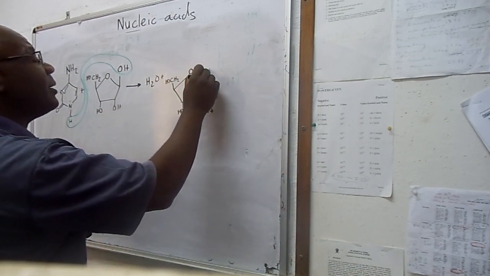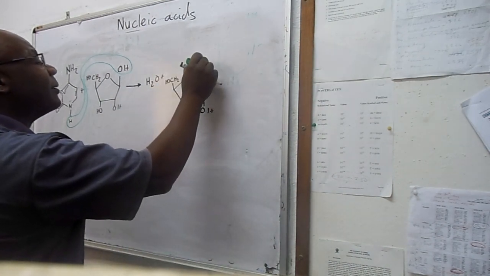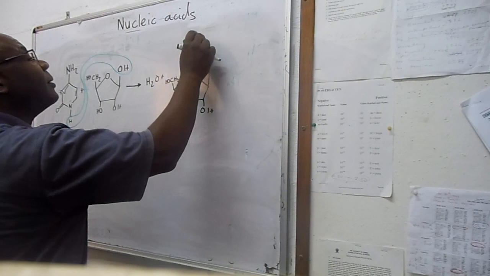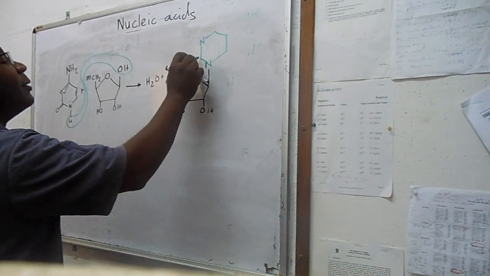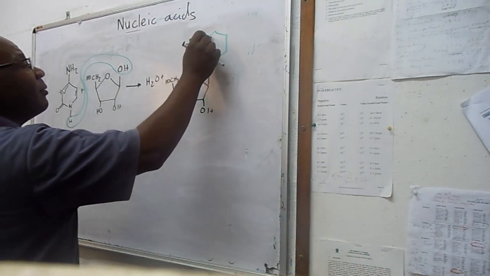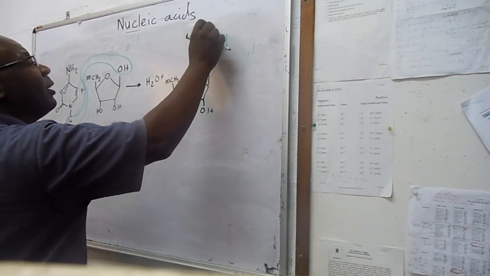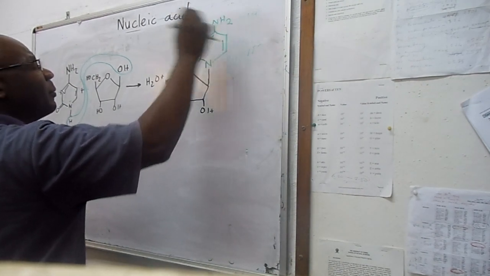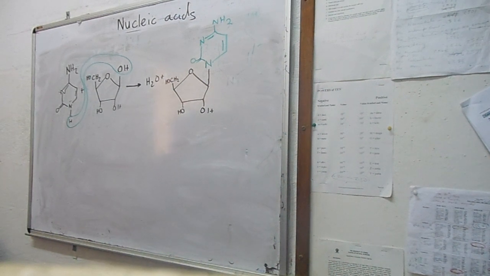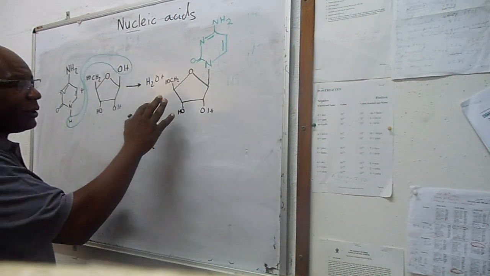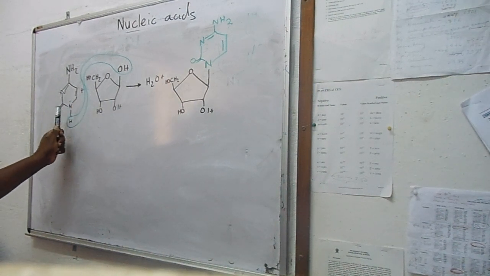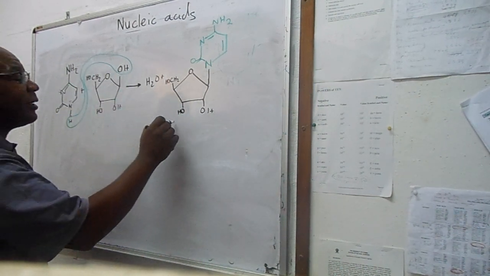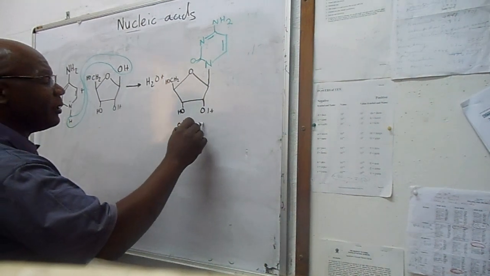For the sake of clarity, I'll use a different color. You have the oxo group there, a double bond there, and you have an amino group there. So what I said is that what we have formed is a glycoside. When a sugar reacts with a substance, they form a glycoside. So I said this is a glycoside.